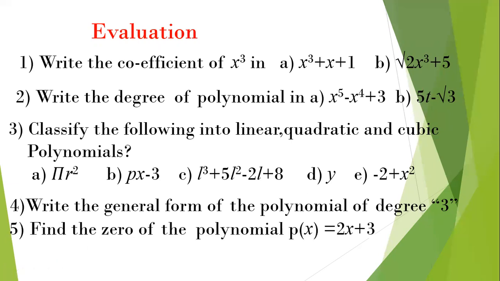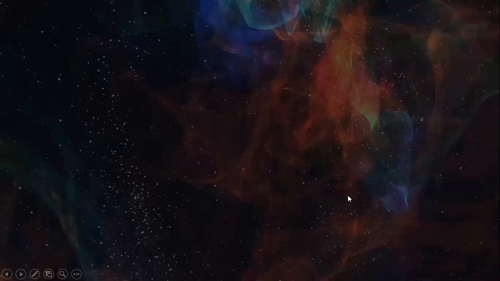Find the zero of the polynomial p of x is equal to 2x plus 3. In the previous slide, we observed how to find the zero of a polynomial. You just equate 2x plus 3 to 0. You get the value of x. This is also called the value or solution. Sometimes it may be called a root. Okay. Thank you.